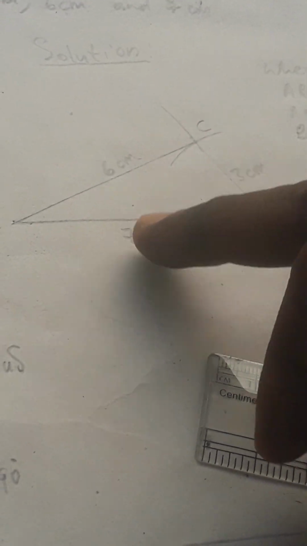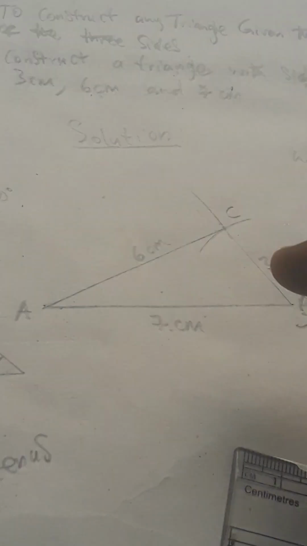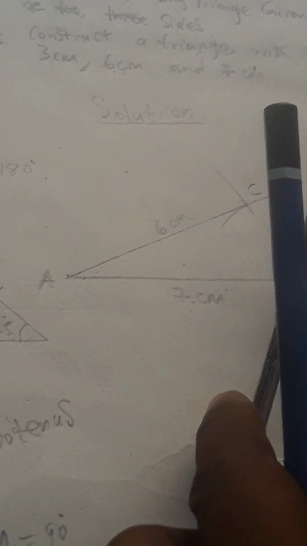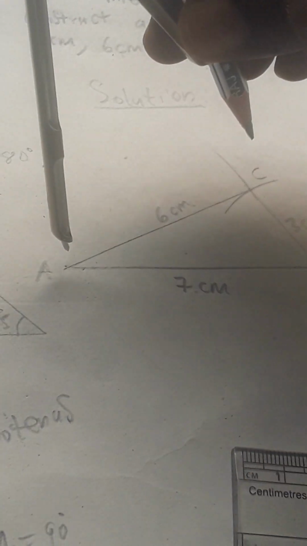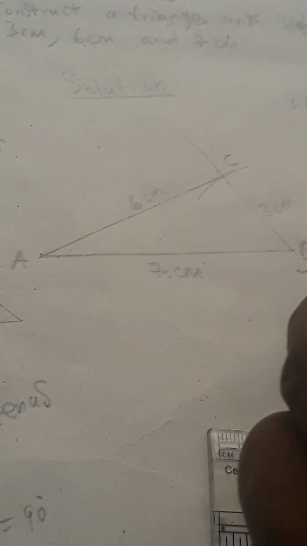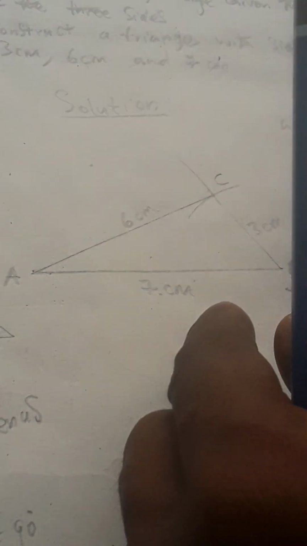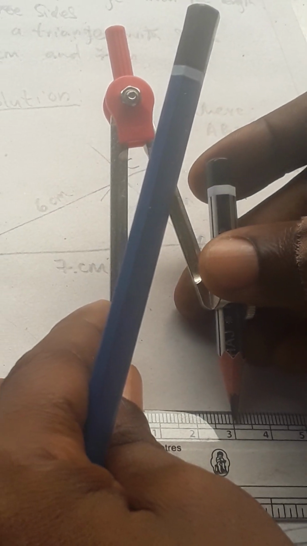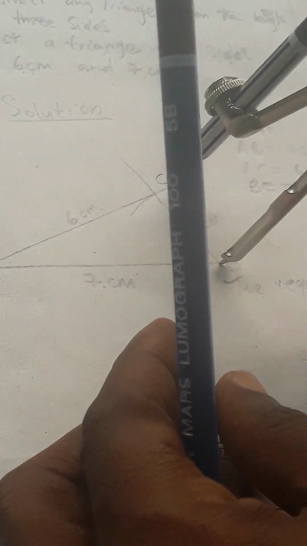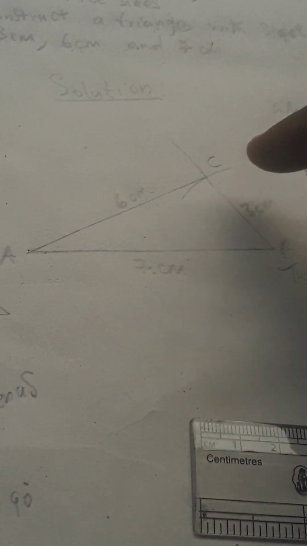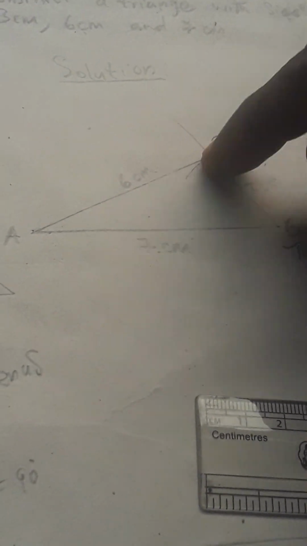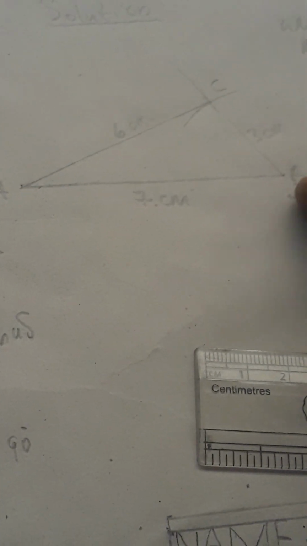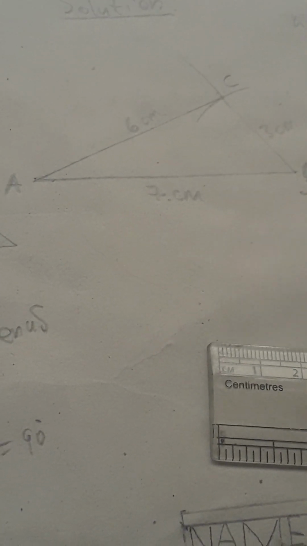Then to get the other lengths, you use your compass. To get line AC, you measure 6 centimeters, center it at point A, and draw an arc. Then to get BC, you measure 3 centimeters. BC is 3 centimeters. Center it at point B, draw an arc which bisects the previous arc. The point of intersection of these arcs gives you the point C. Use a straight line to join AC and BC. That gives you the required triangle.